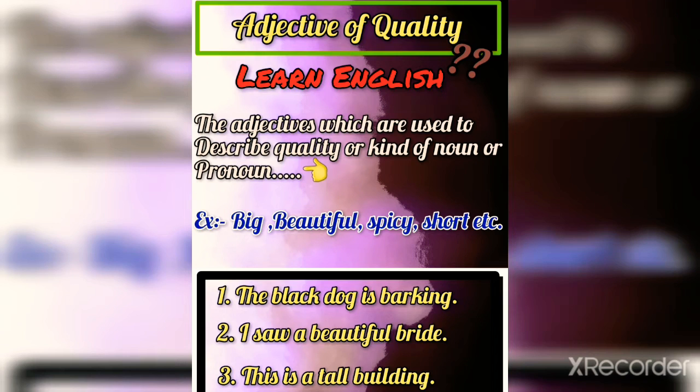Third one is that this is a tall building. So here tall is the adjective of quality. Why? Because it is telling about the quality of the building, that how is the building, that it is tall. So these were the adjectives of quality, and I hope this topic is very clear to you.